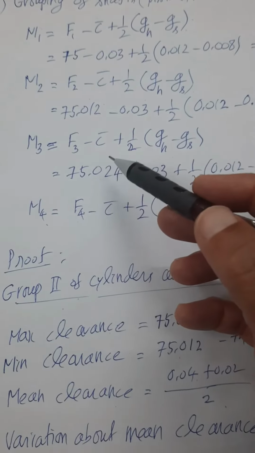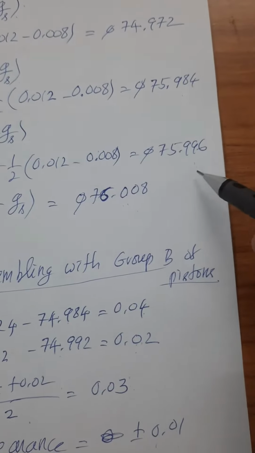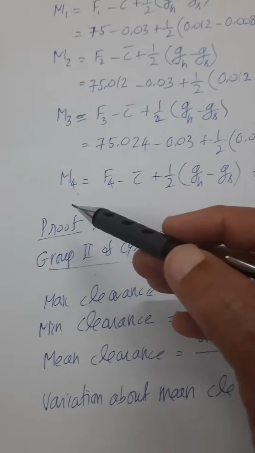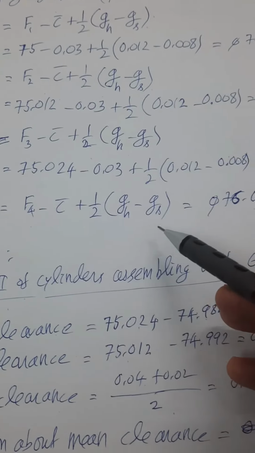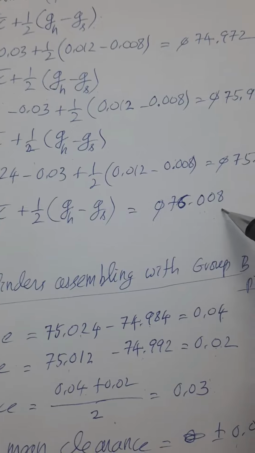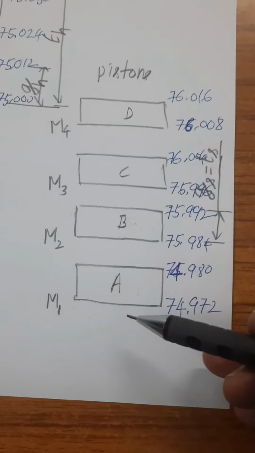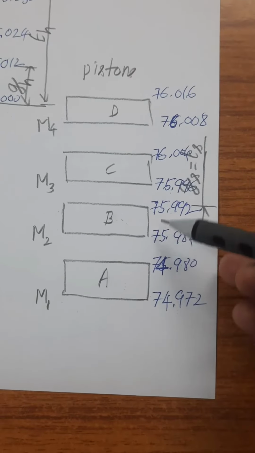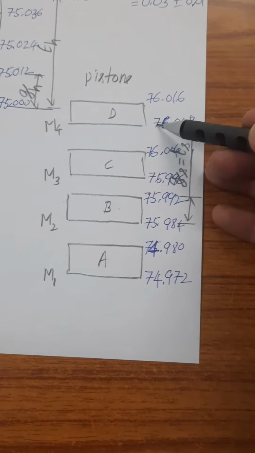M3 is F3 minus C bar plus half of G gauge minus GS. The value is 75.996. M4 is F4 minus C bar plus half of G gauge minus GS. The value is 76.008. Now M1 value, M2 value, M3 value, M4 value are written on this figure.